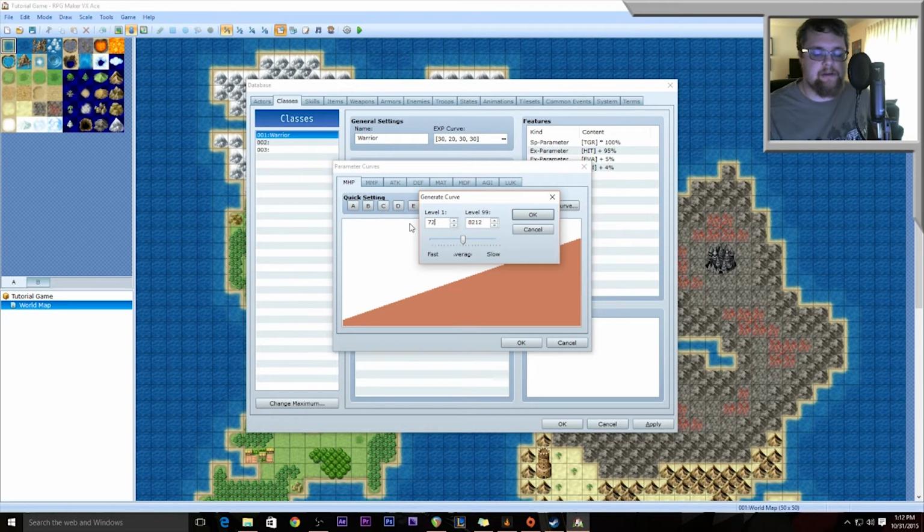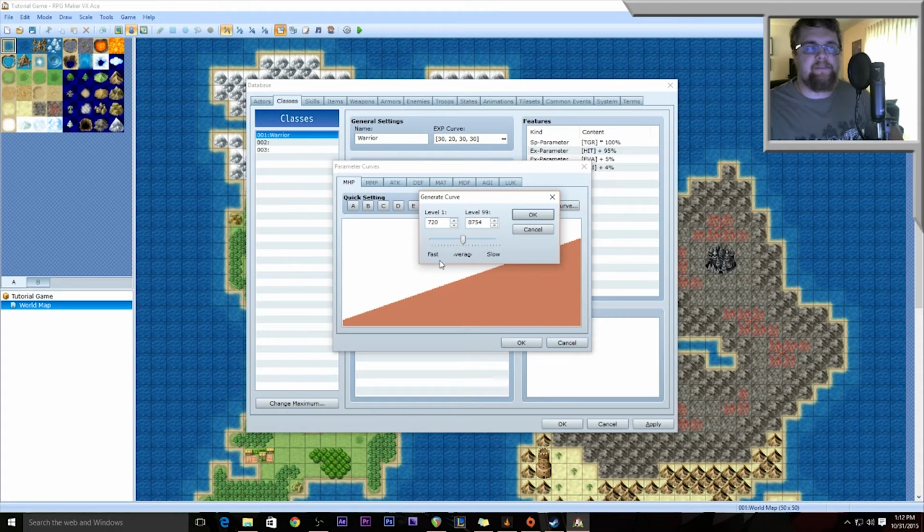At level 1, we're going to go 720. I don't know why the 0 on my numpad isn't working. And then at level 99, we're going to put it at 8754. Again, before equipment. You don't need to put 9999 at your level 99 amount for them to have max health, because your armor and equipment will probably make up for that.